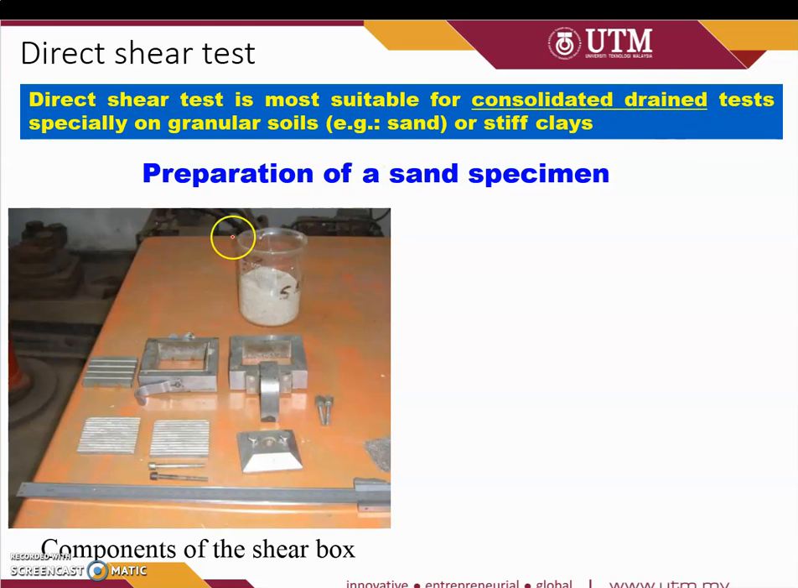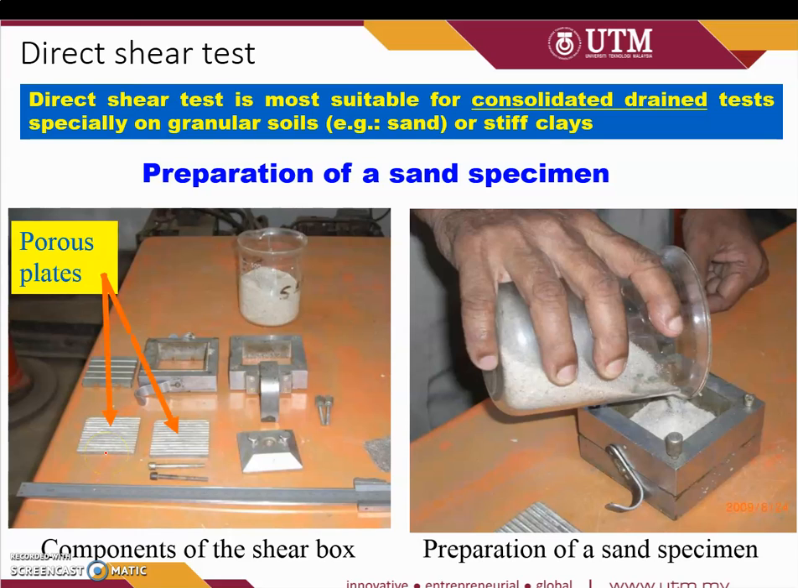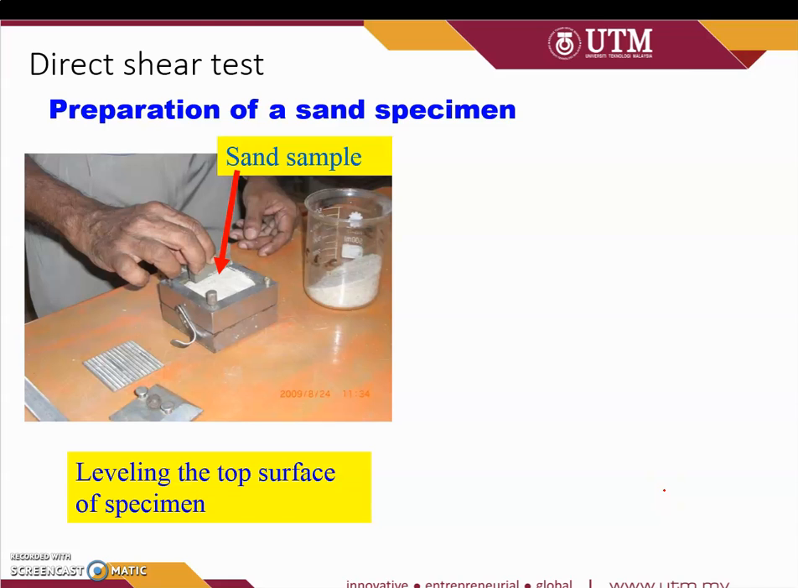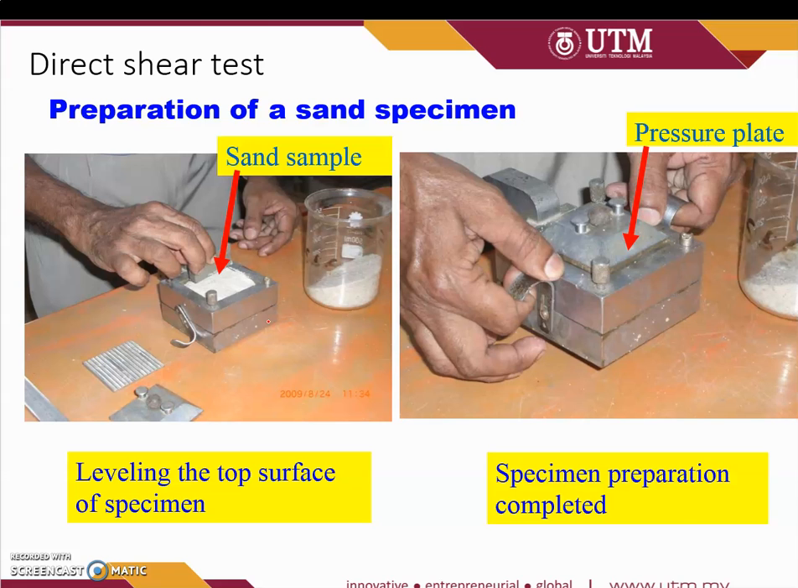And these are some figures in more detail of the direct shear test preparation. So this is the box, porous steel, porous plates, the lid, and screws to close the lid and so on. And this is the sand in the box, so make sure we level the top surface and close with the porous plate and also the lid.